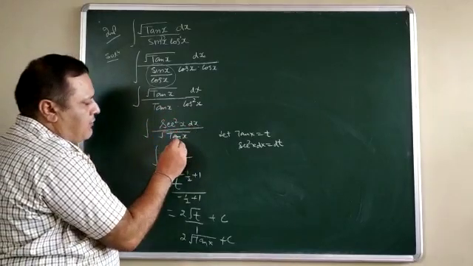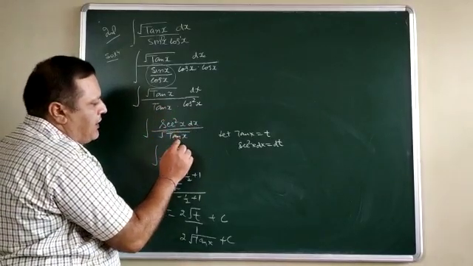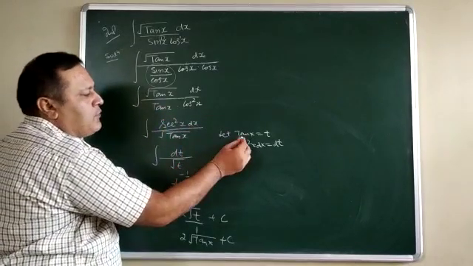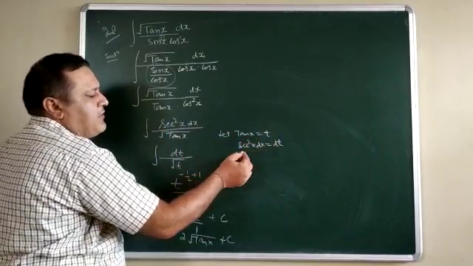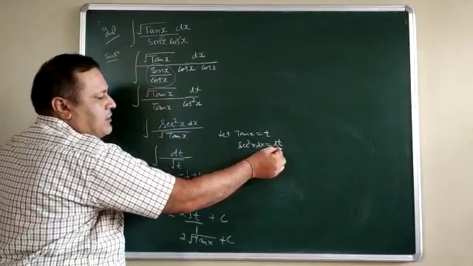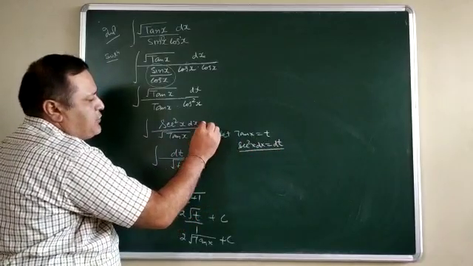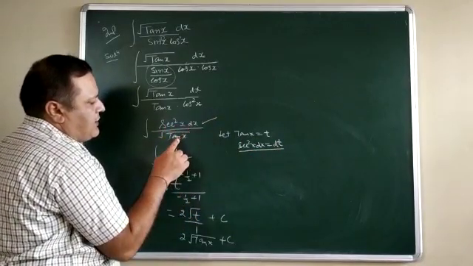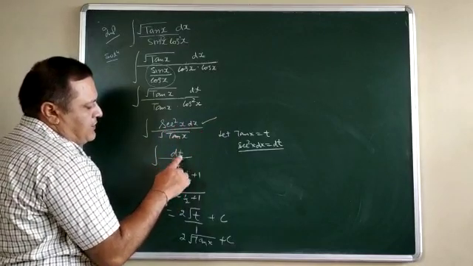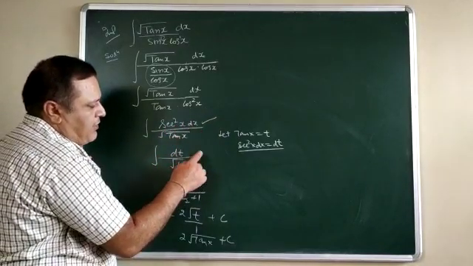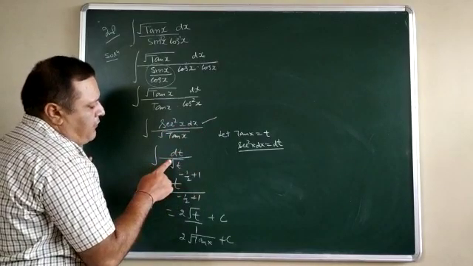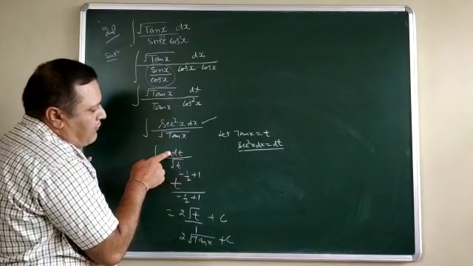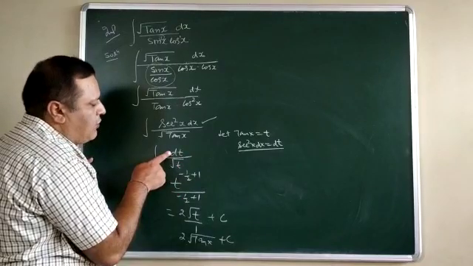Now if you observe, this tangent x has the derivative secant square, so we substitute tangent x equals t. Its derivative is secant square x into dx equals dt. Substitute here secant square x into dx equals dt. It is under root t. Now this t will be transferred to the numerator, because whenever we want to integrate the function, the variable is always with the variables dx or dt.